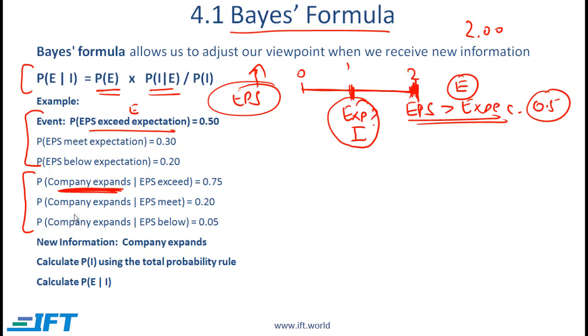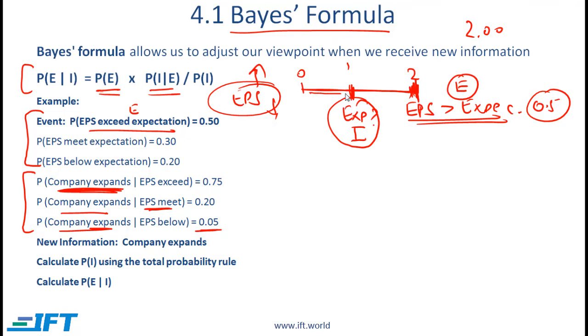The probability that the company expands given that EPS equals analyst expectations, or EPS meets expectations, is 0.2, and the probability that the company expands given that EPS are below expectations is 0.05. It should be fairly logical that this number is small, because clearly if the EPS is low or weak, then the probability that the company will be expanding is low. So these are your conditional probabilities.